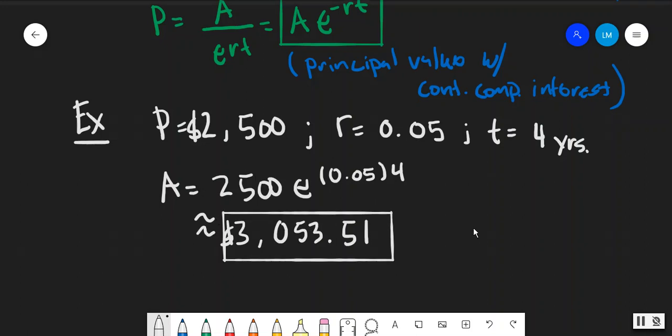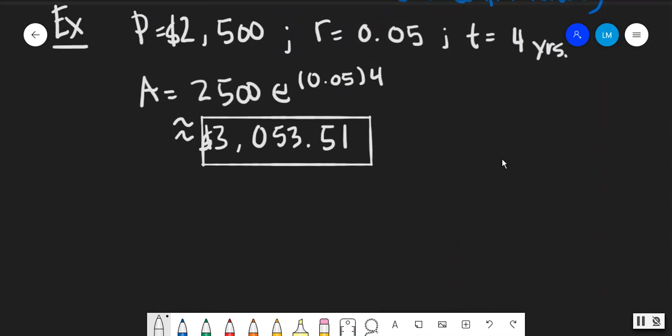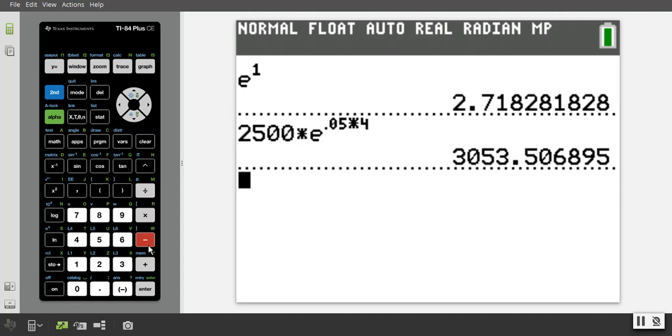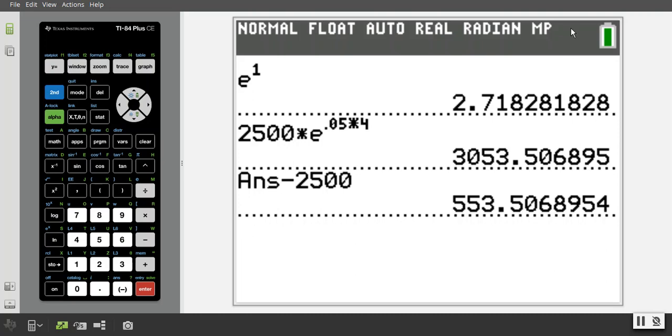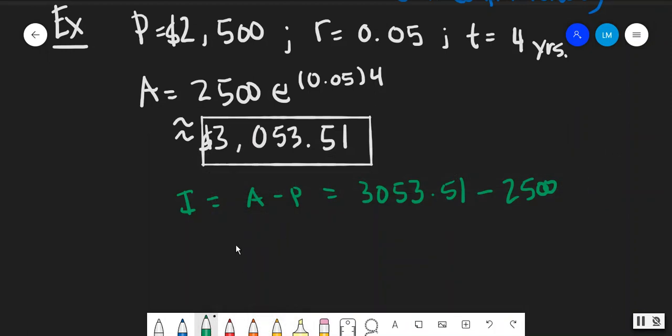Okay, now consider that the interest earned with continuous compound interest would still be equal to the accumulated amount minus the principal, which in this case is 3053.51 minus the 2500. If we do that, you can see that the amount that was earned was basically 553 and 51 cents. So the interest that's earned is 553 and 51 cents.